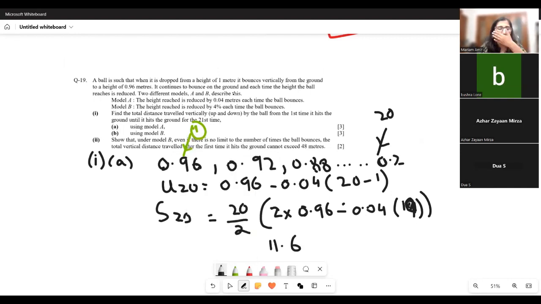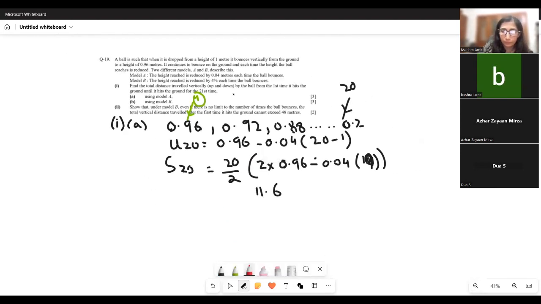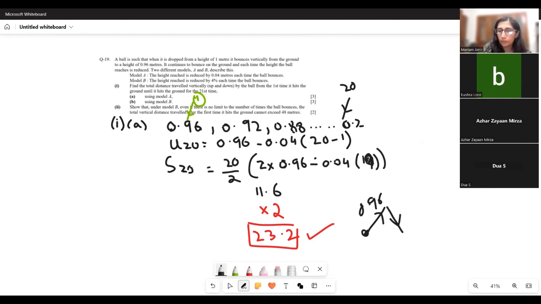But then you multiply it with 2 as well to get the total sum. Why am I multiplying it with 2? क्योंकि वो bounce हो रहा है. हाँ, फर्स्ट फॉल के बाद उसने 0.96 मीटर ऊपर भी गई है बॉल और 0.96 नीचे भी आई है. फिर सेकंड हिट के बाद वो 0.92 हो गई ऊपर भी और 0.92 नीचे भी.